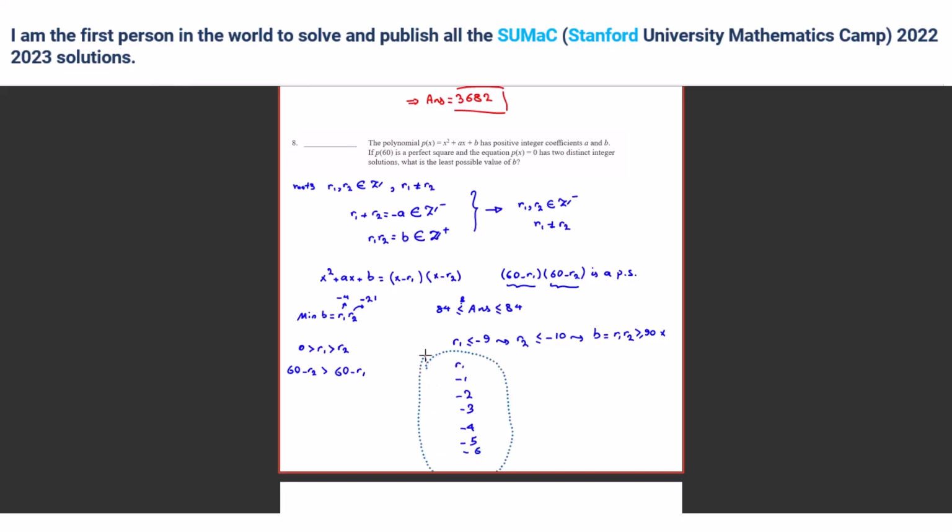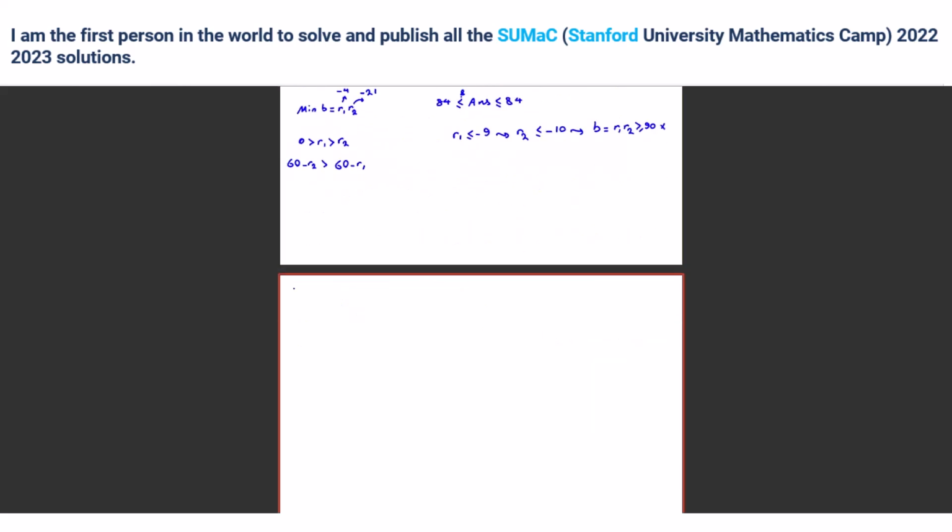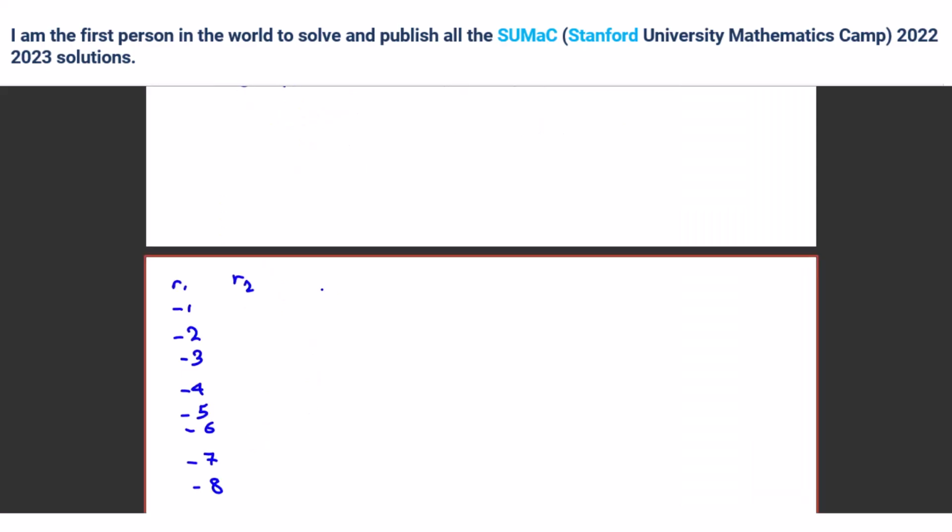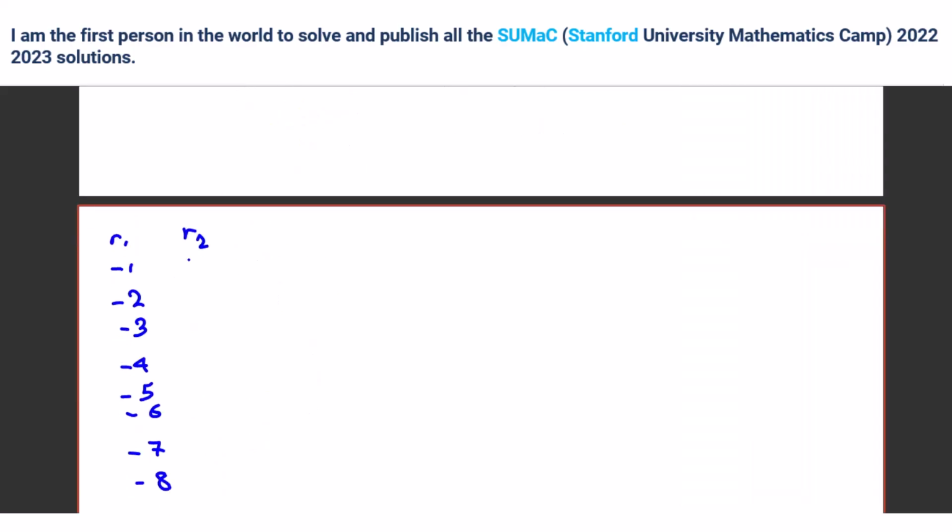And negative 4 gave us the answer 84, but we should check other cases to make sure, right? And it seems like negative 3 gives 156. Okay, let's check the smallest R2 here. In the first case, 60 minus negative 1 is 61, times 60 minus R2, right? This one cannot be exactly 61, so it should be 61 times 4, right?